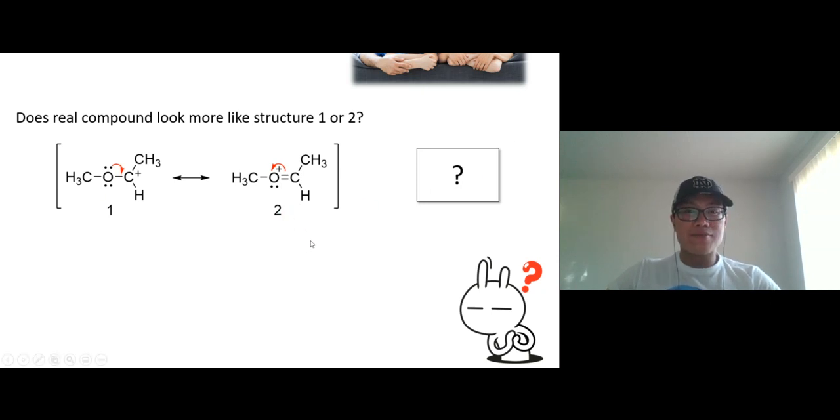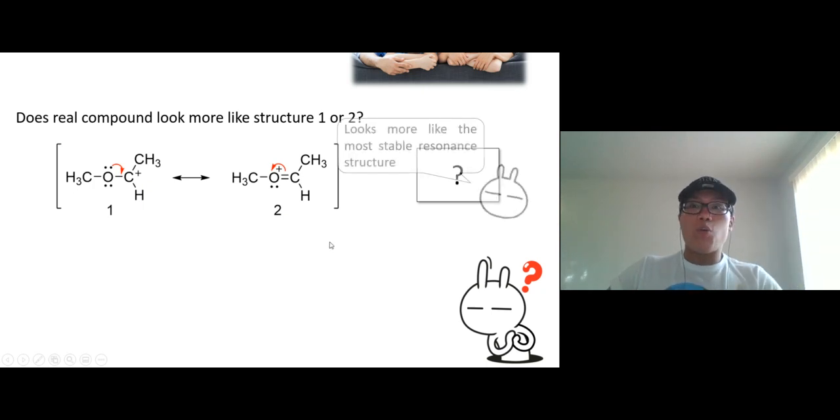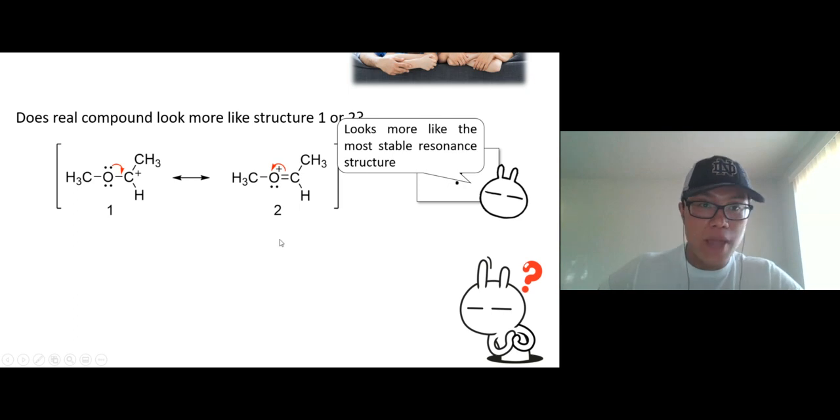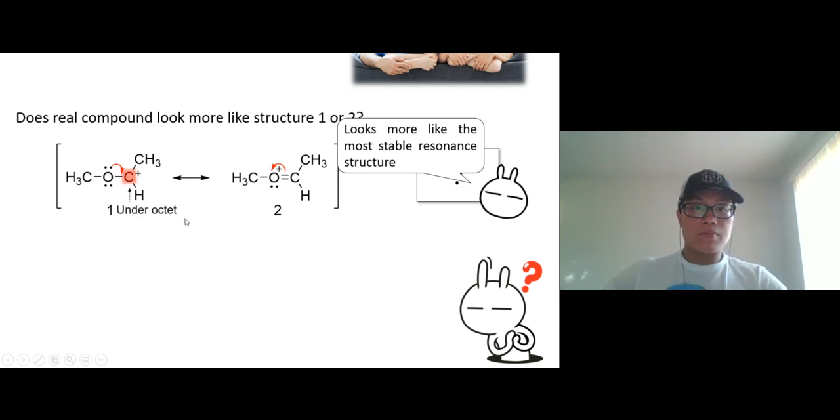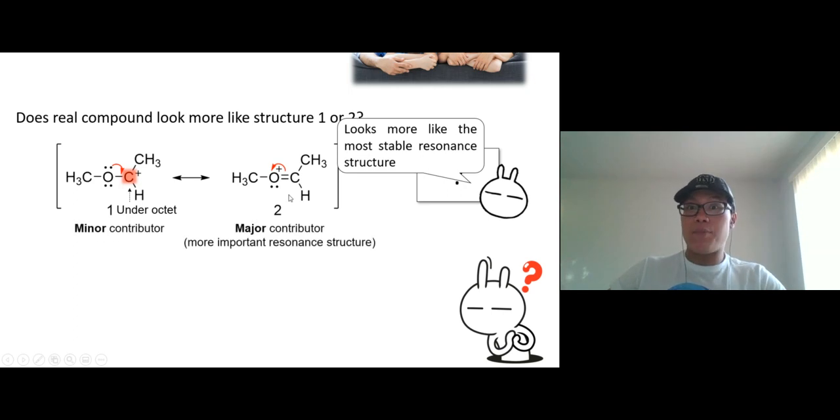What do you think? Or how do you know? Well, the real compound will look more like the most stable resonance structure. What do we mean by the most stable? Let's take a look at compound 1. Do you see the carbocation? This guy is under octet. It doesn't have 8 electrons, and you guys know that's not stable. Versus compound 2, all atoms are stable. That's a more stable resonance structure, which means that the real structure will look more like compound 2 than compound 1.